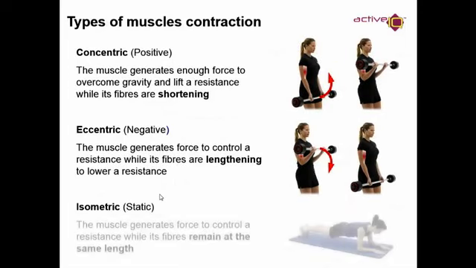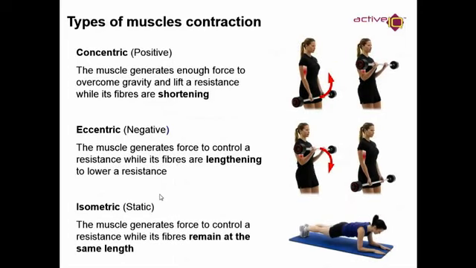Types of muscle contraction. We have a concentric contraction, which is positive. That's when we shorten the muscle. All right. And eccentric is negative. That's when we're lengthening a muscle.